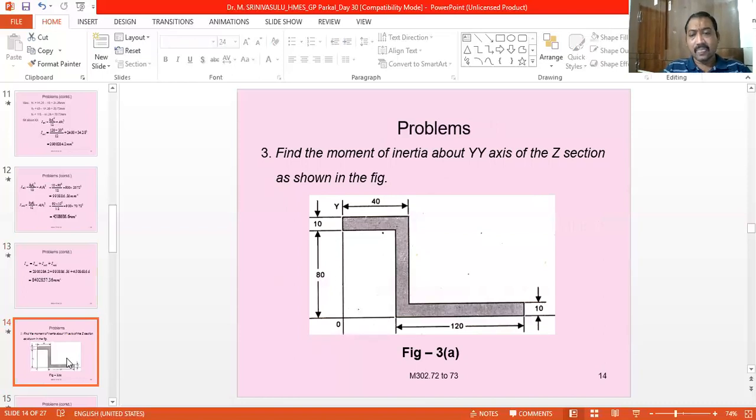So this is the problem on the Z section. This section is in the shape of a Z. Here it is not a symmetrical section. In the problem, we need to find out the moment of inertia of the given Z section about the YY axis. Iyy we have to find out, and here all are rectangles only. Suppose you take down this problem.